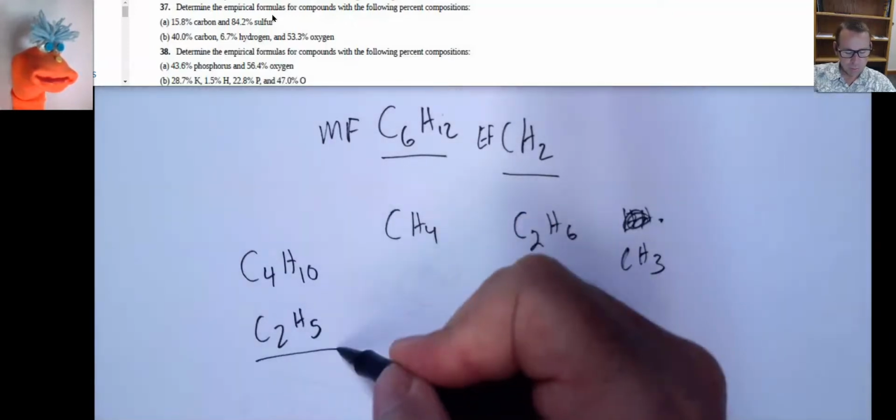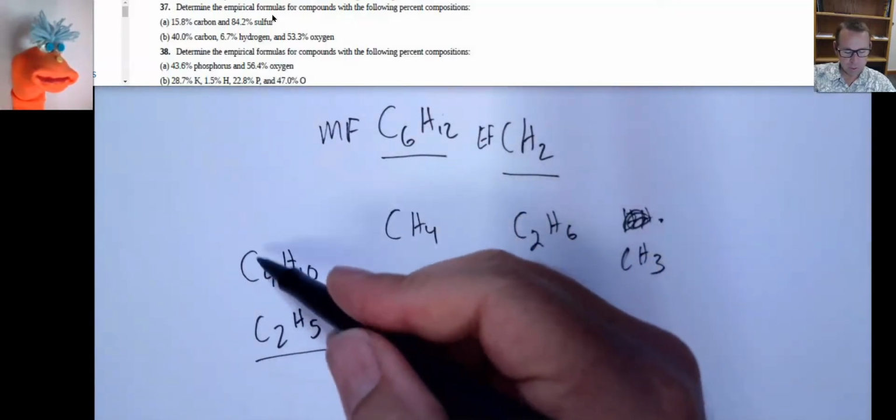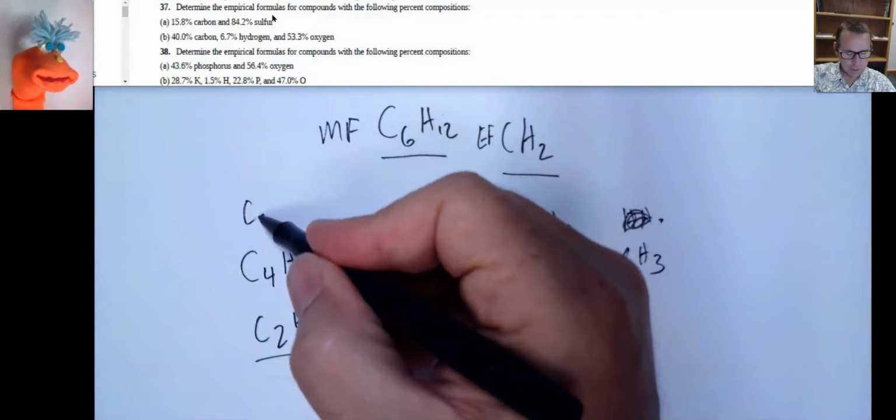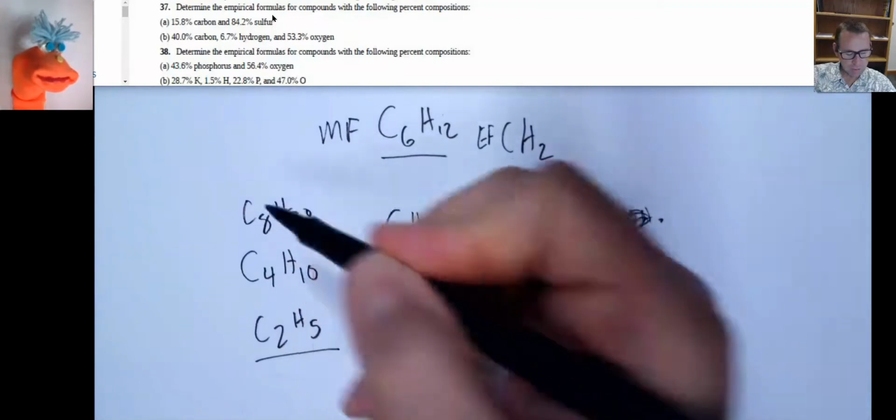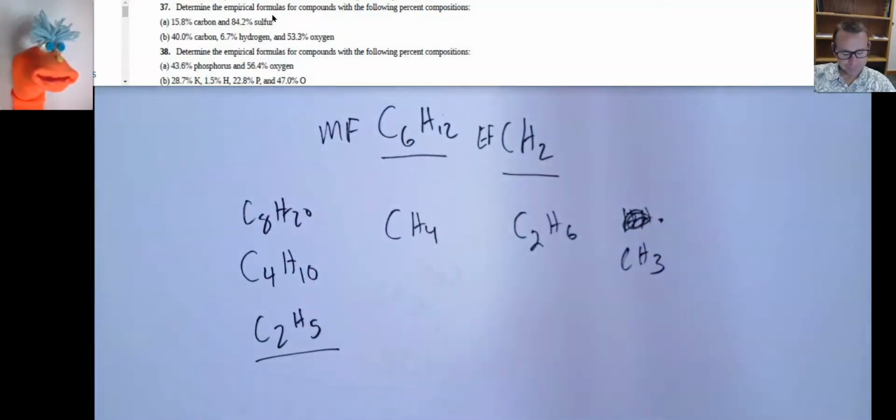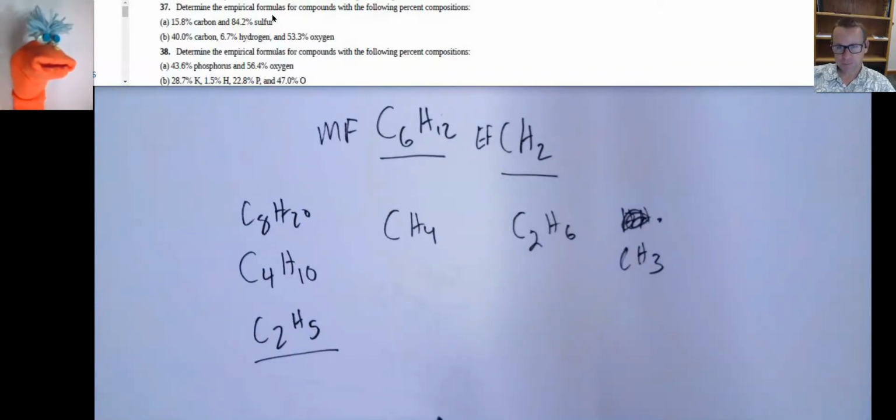But if our empirical formula is this, the molecular formula could be C4H10, but it could also be C8H20, for example. Okay? All right, so empirical formulas are molar ratios of the elements, right?